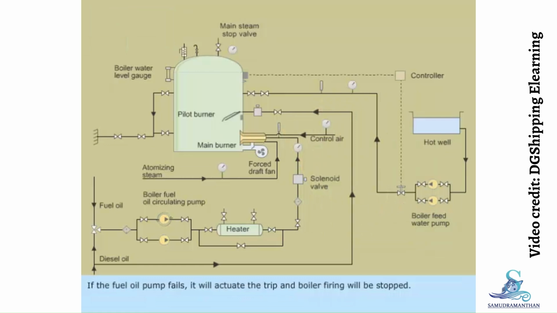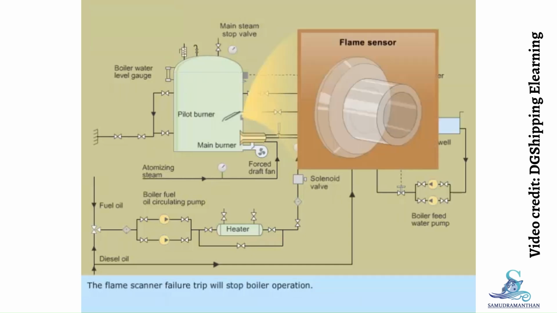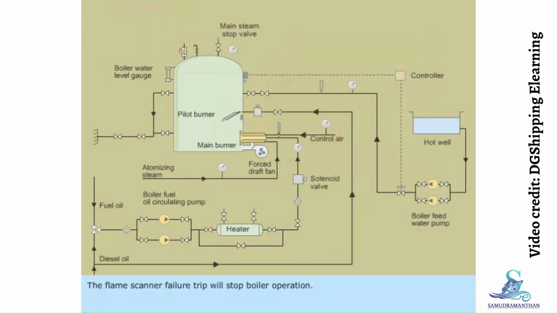If the fuel oil pump fails, it will actuate the trip and boiler firing will be stopped. If the forced draft fan fails, it will actuate the trip and boiler firing will be stopped. The flame failure trip is actuated on failure of flame and the boiler operation will be stopped. The flame scanner failure trip will stop boiler operation.